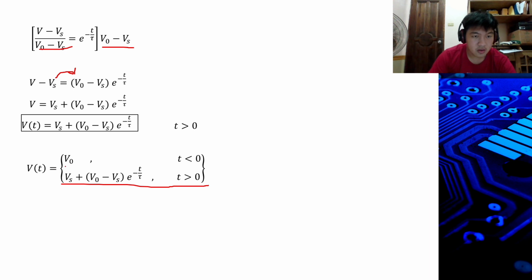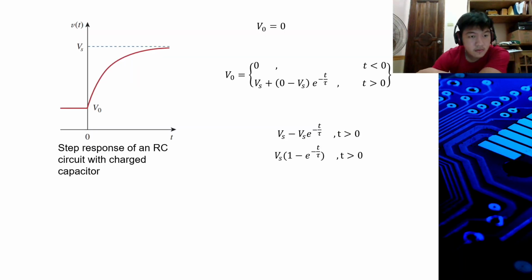And we can get this one, which is muna itong definition, which is V of t is equal to V naught, kay muna itong initial value sa capacitor when t is less than 0, and Vs plus V naught minus Vs times e raised to negative t over tau when the t is greater than 0. Okay, kung ato itong i-graph, so step response of an RC circuit with charged capacitor, and this is our initial value sa itong V naught.